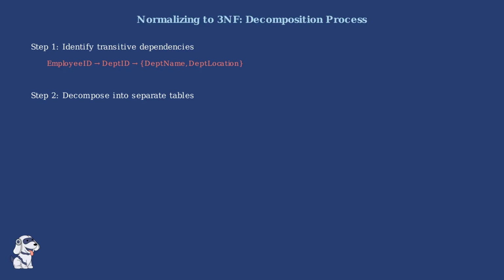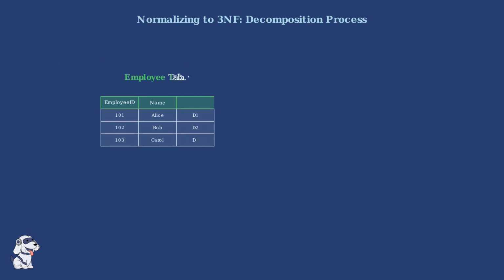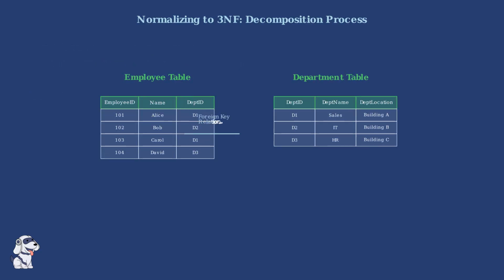The second step involves decomposing the original table into separate tables to eliminate the transitive dependencies. We create one table for employee information and another for department information. After normalization, we have two separate tables. The employee table contains only employee-specific information with a foreign key reference to the department. The department table contains all department-related information. This eliminates the transitive dependency and achieves third normal form.